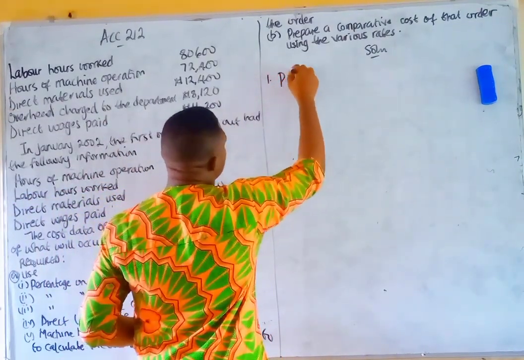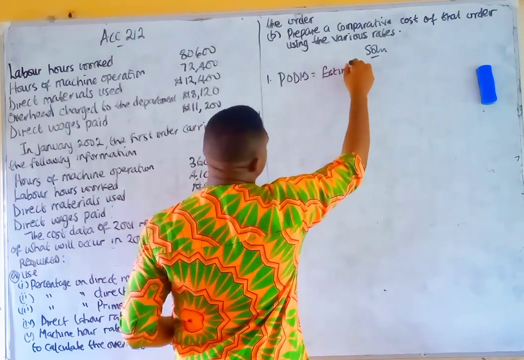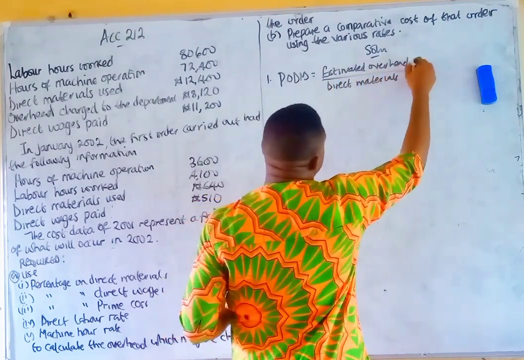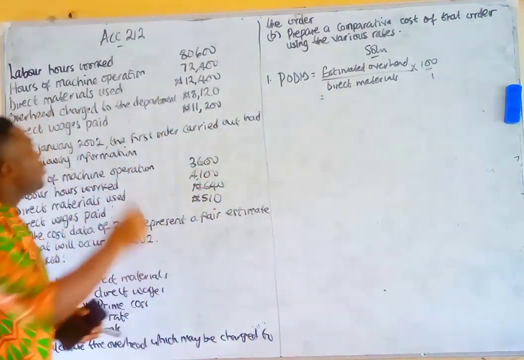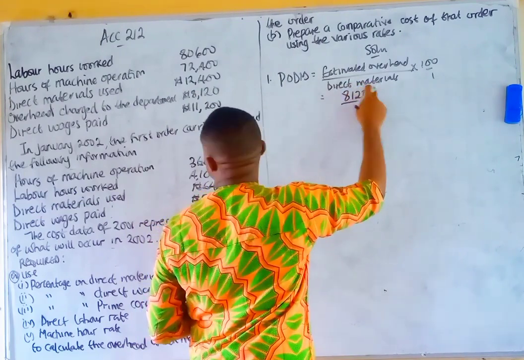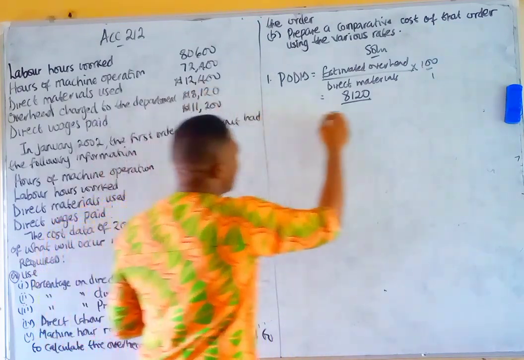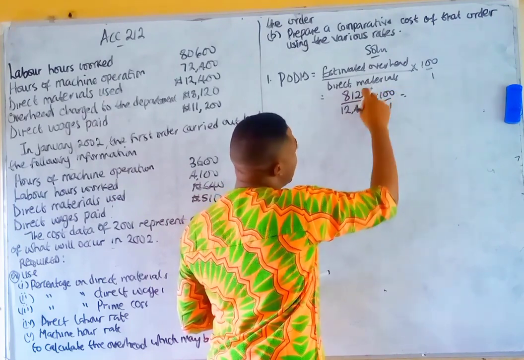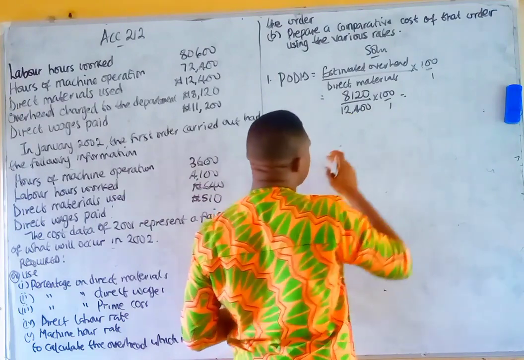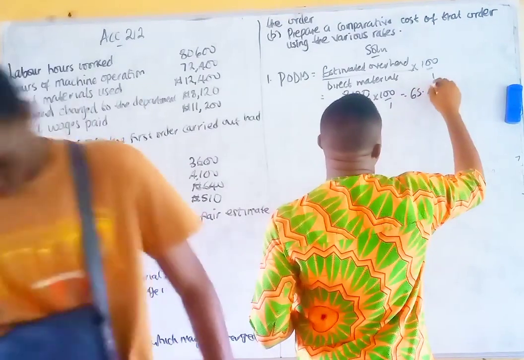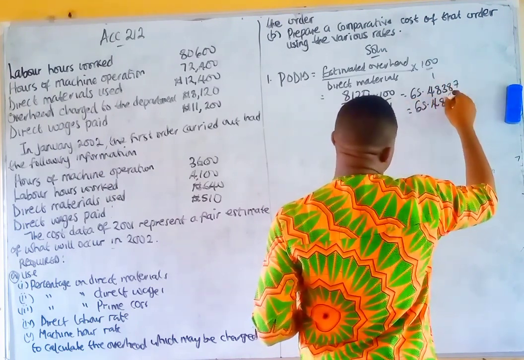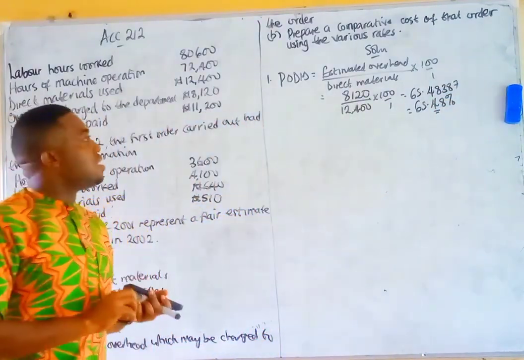The first one, percentage on direct material, we said is estimated overhead over direct material, times 100 over 1. We're using 2001 data. Estimated overhead is 8,120, divided by direct material, 12,400, times 100 over 1. So this divided by this, what do we have? 65.48. We can approximate to two decimal places: 65.48%. This is the percentage on direct material.